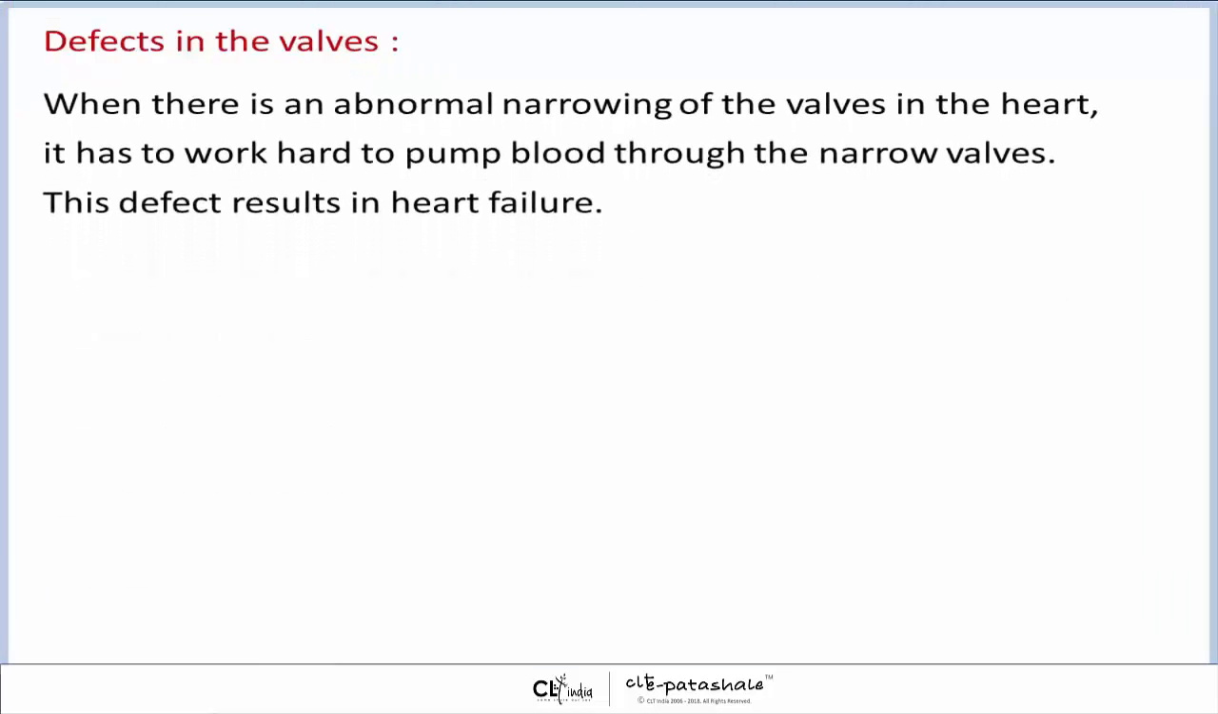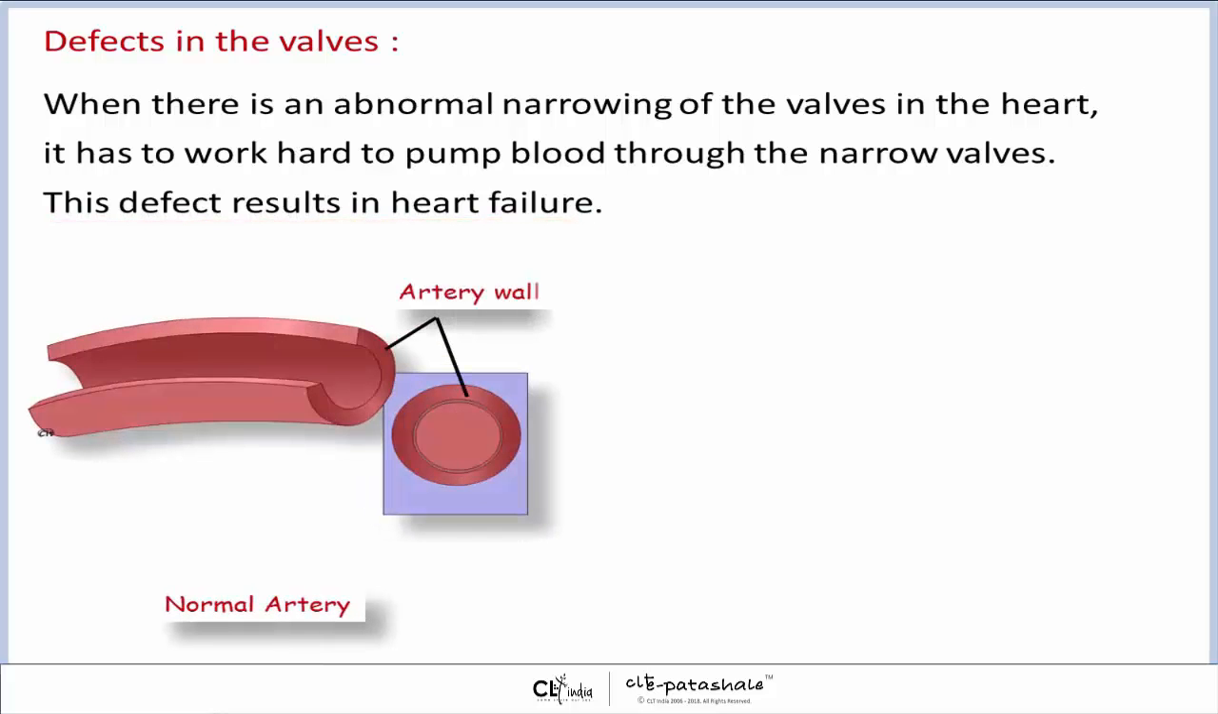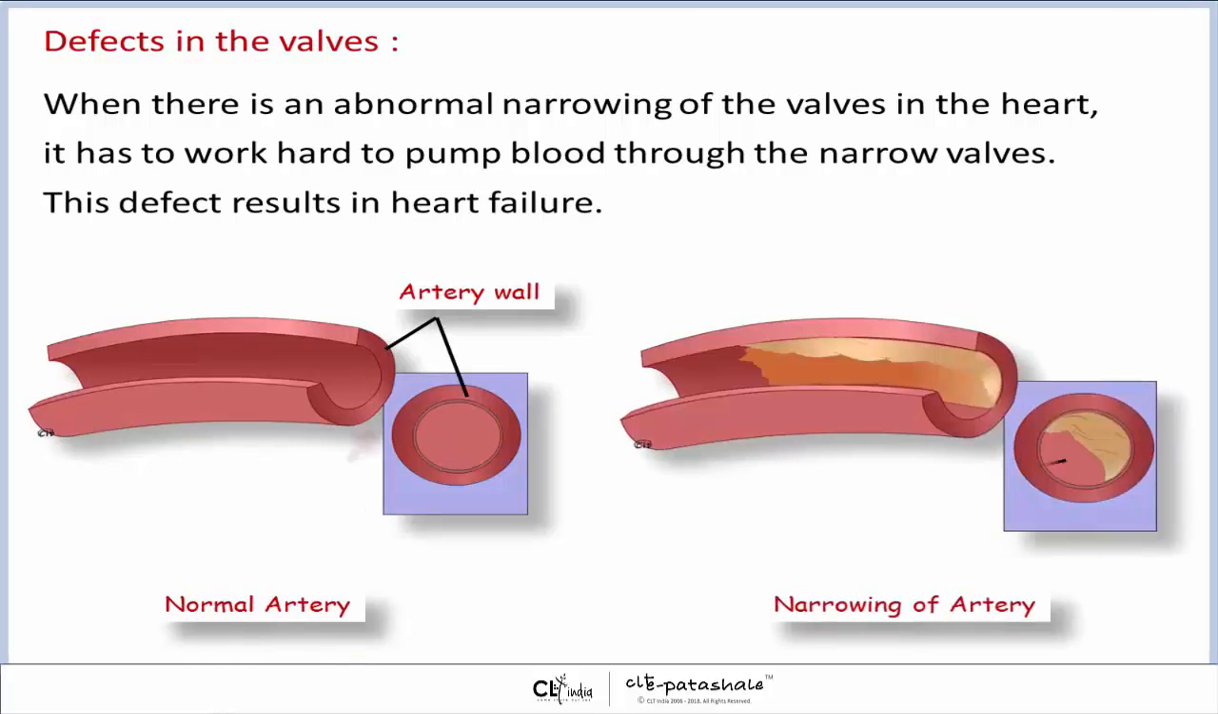Defects in the valves. When there is an abnormal narrowing of the valves in the heart, it has to work hard to pump blood through the narrow valves. This defect results in heart failure. See, on the left hand side you can see a normal artery, and on the right hand side you can see a narrow artery.